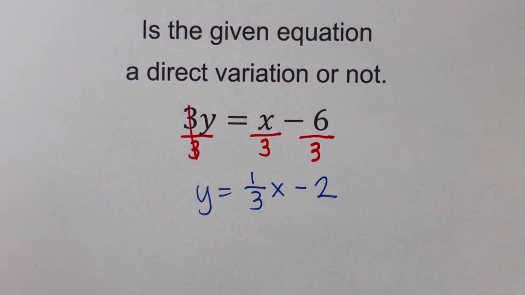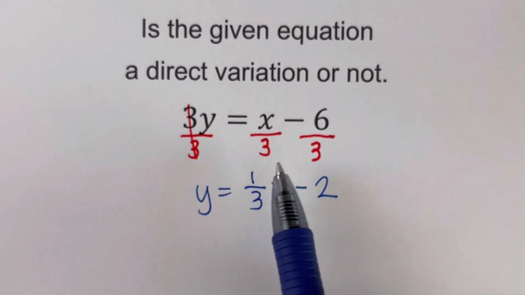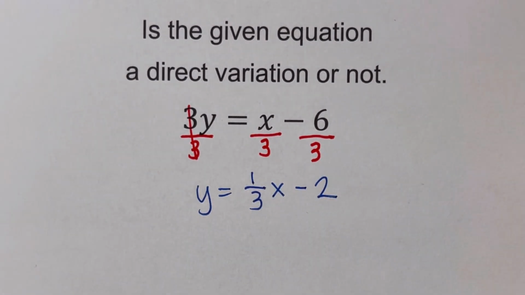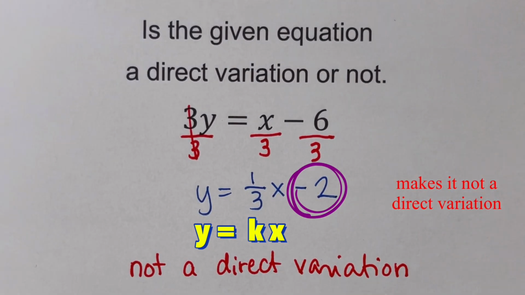So that's 1 because remember there's an invisible coefficient of 1 in front of the x. So that is 1 over 3x minus 2. As you can see, this does not resemble y equals kx because there was an extra negative 2 at the end. So then we can say that this is not an example of a direct variation. So I'm going to write that down here. Okay, now let's move on to the next example.